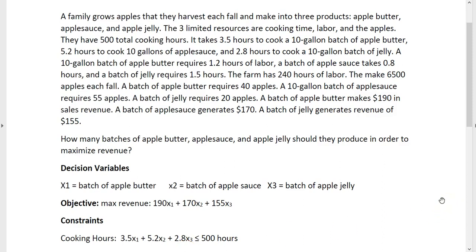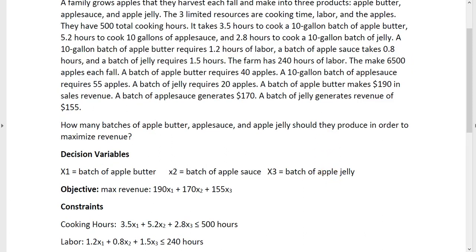Okay, our next constraint is the labor. Butter is 1.2, sauce is 0.8, jelly is 1.5. So 1.2, 0.8, and 1.5 for our hours. And the farm has 240 hours of labor.